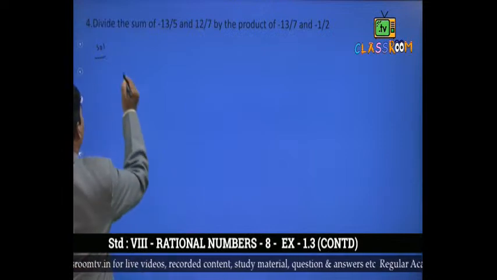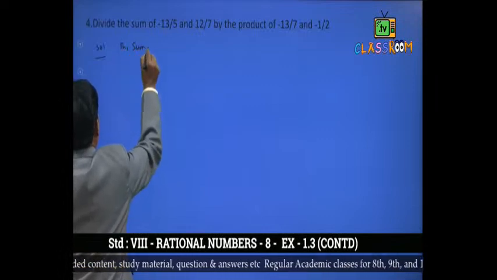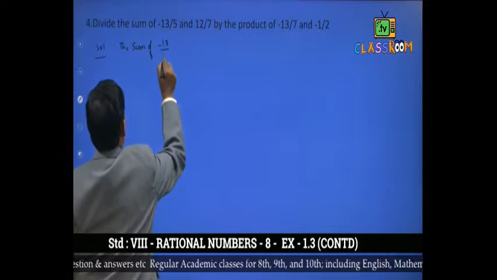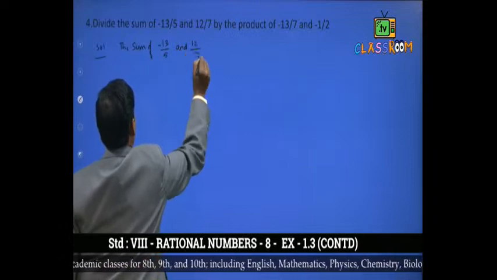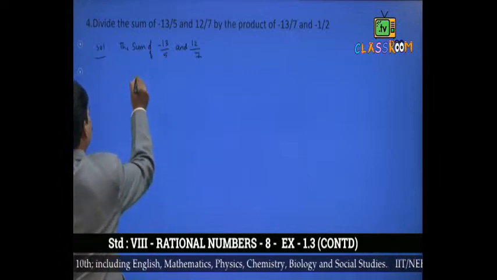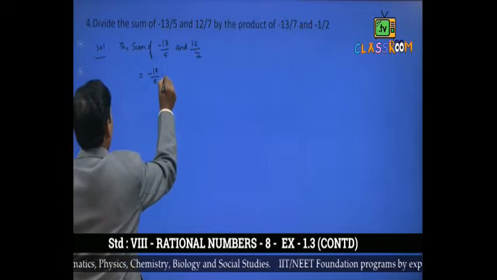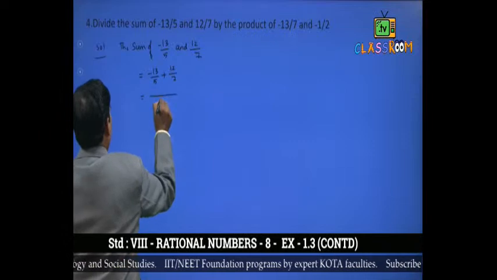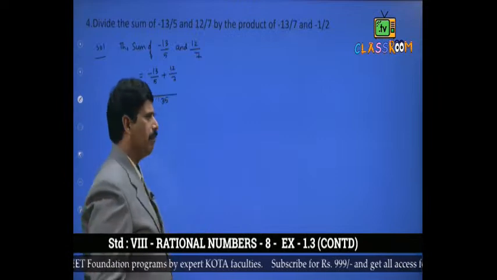The sum of minus 13 by 5 and 12 by 7. First we will find this value. So this is equal to minus 13 by 5 plus 12 by 7. The LCM of 5 and 7 is 35, both are prime numbers, just multiply them.